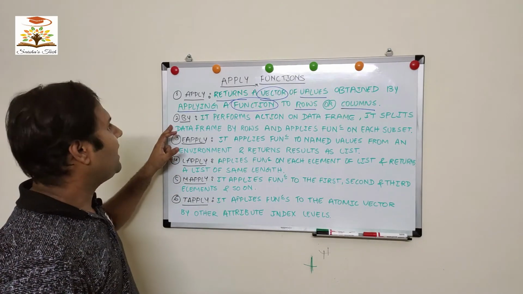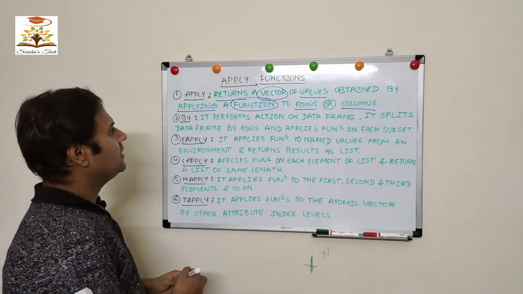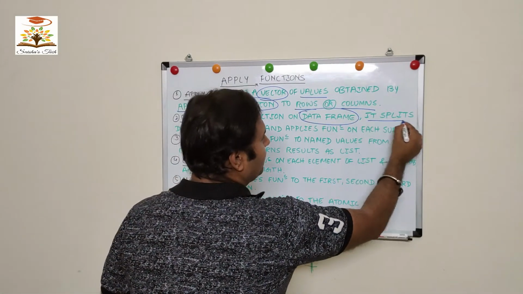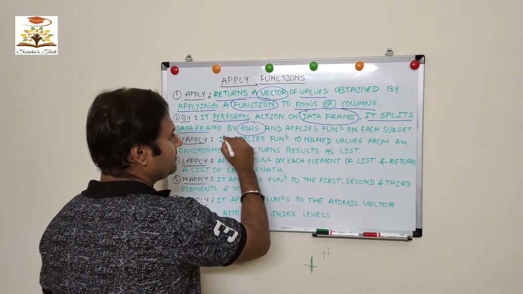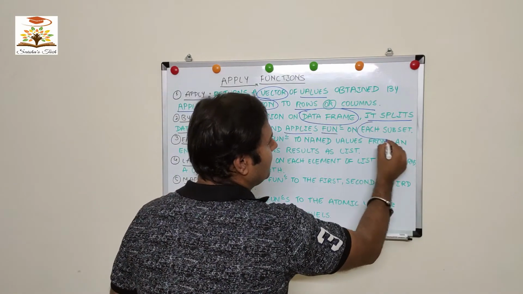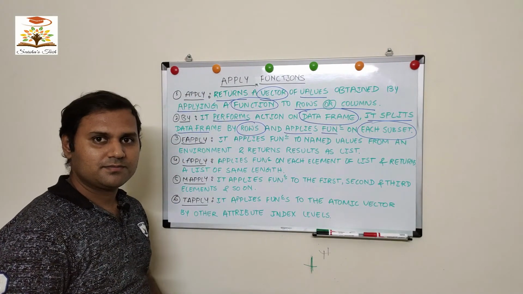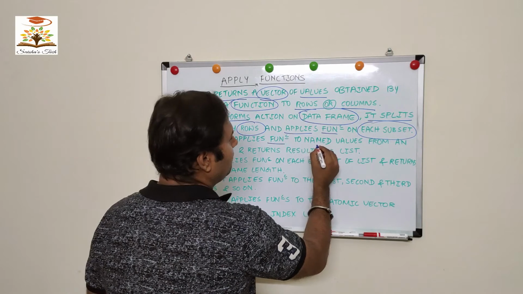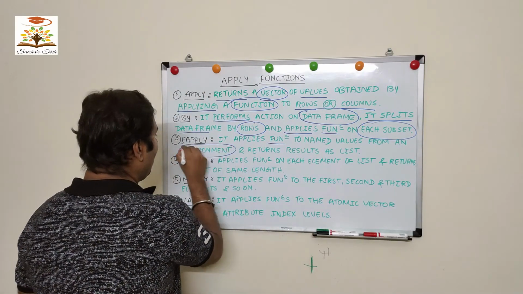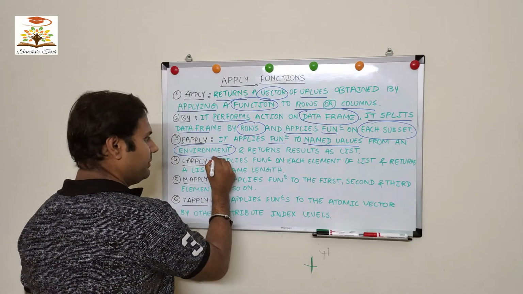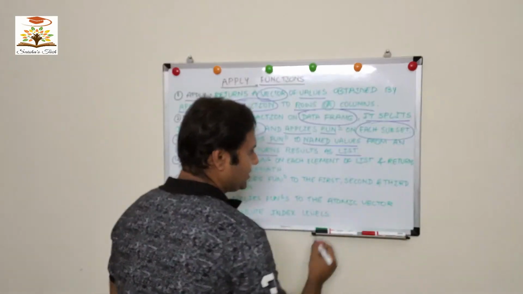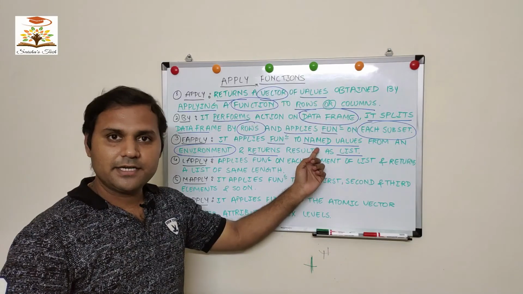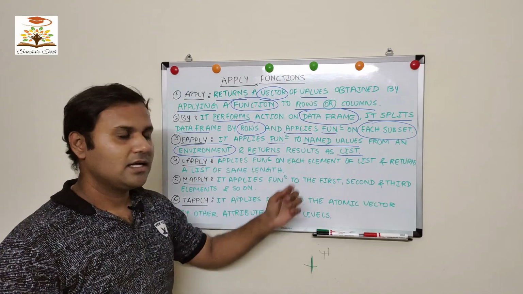By is another apply function which performs actions on a data frame. It splits the data frame by rows and applies the function on each subset of the rows. eApply is a function which applies on the named entities of an environment and returns the values as a list.